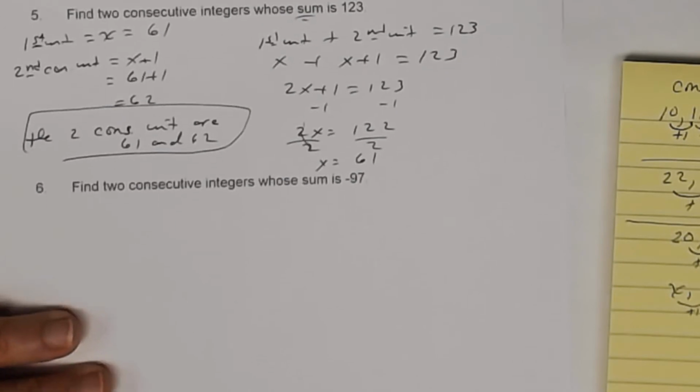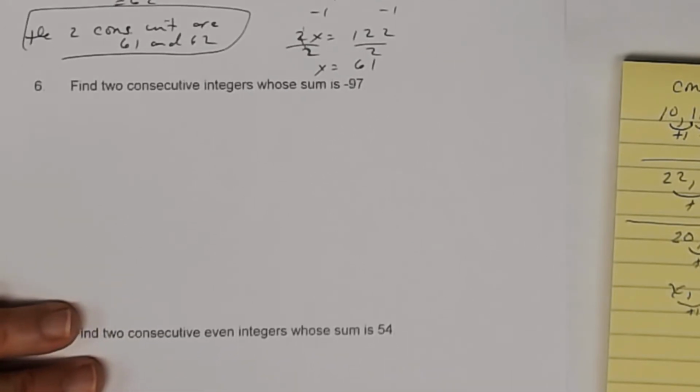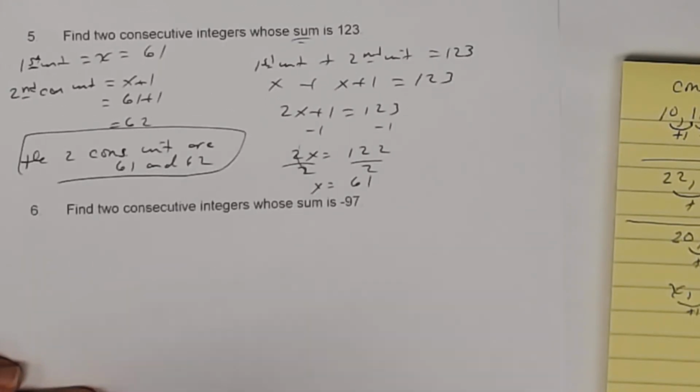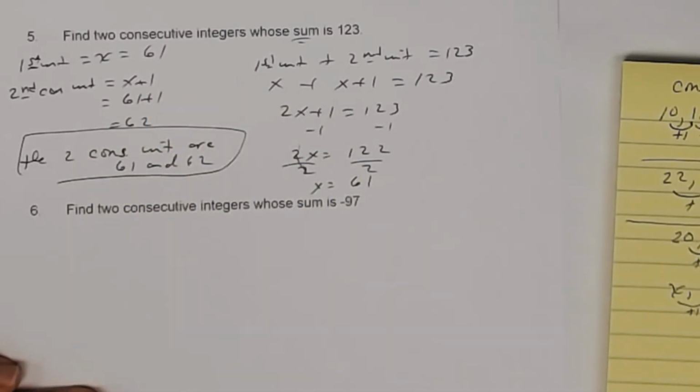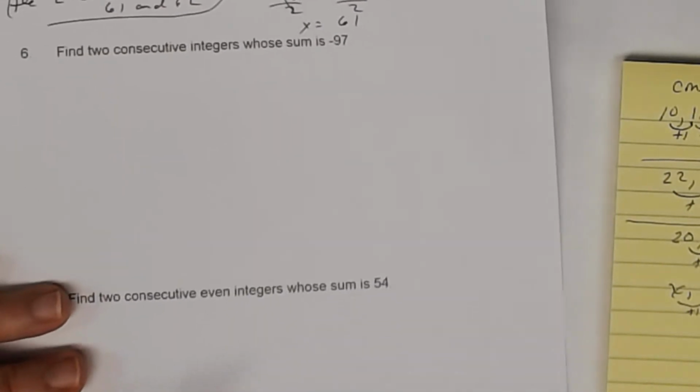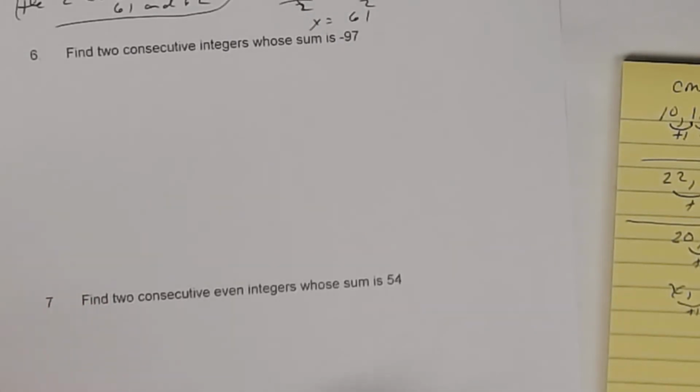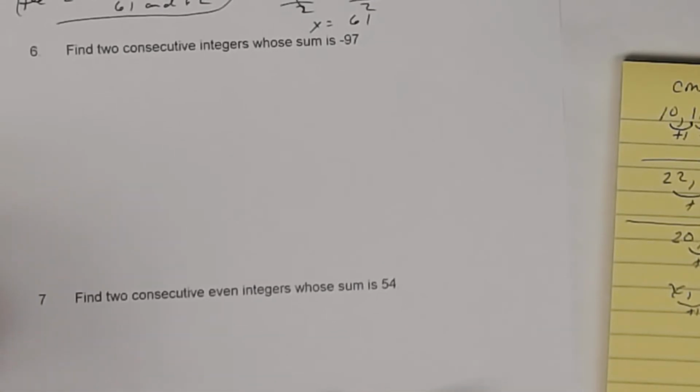All right, so that's number 5. Number 6. Now the difference between 5 and 6, the idea is the same, except you have a negative 97. So don't let that throw you off. Remember, integers can be positive, negative, or 0.